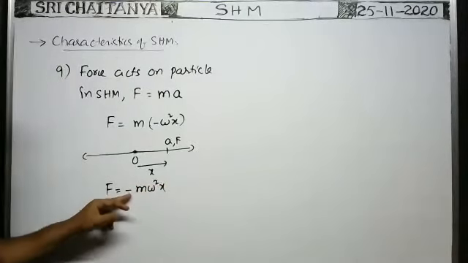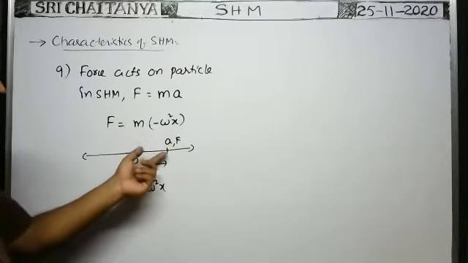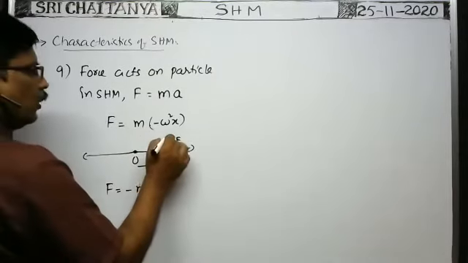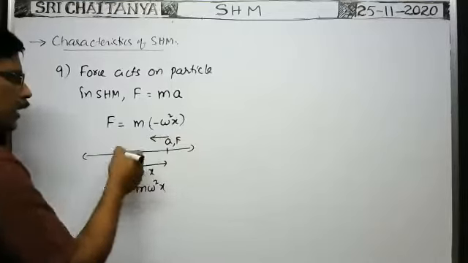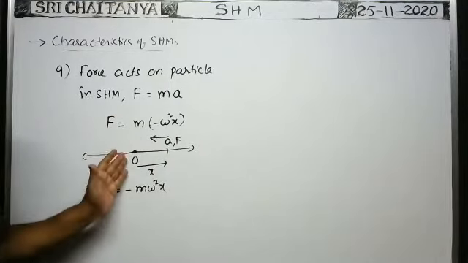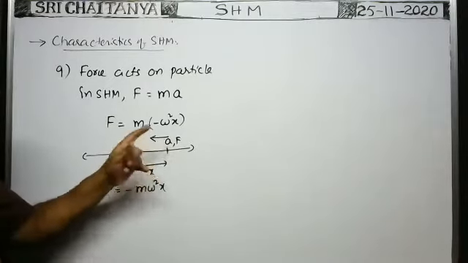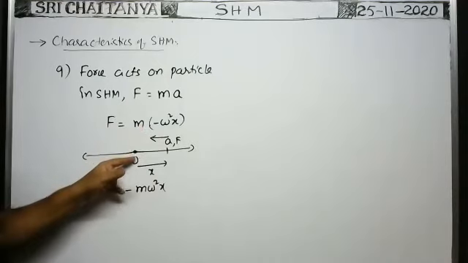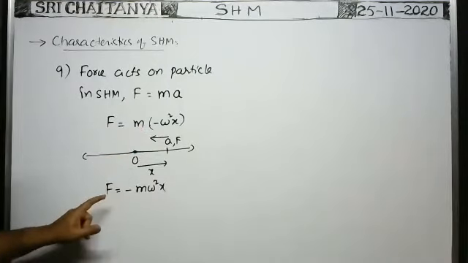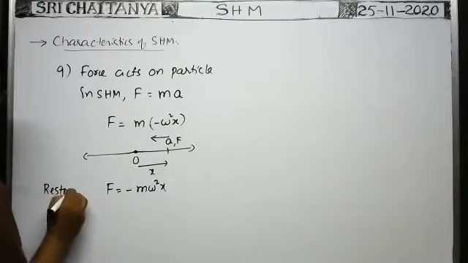This minus sign represents that when the displacement is in one direction, the force and acceleration acting on the particle are in the opposite direction. That means this force acts opposite to the displacement, and always towards the mean position or equilibrium position. That's why this is called the restoring force acting on the particle.